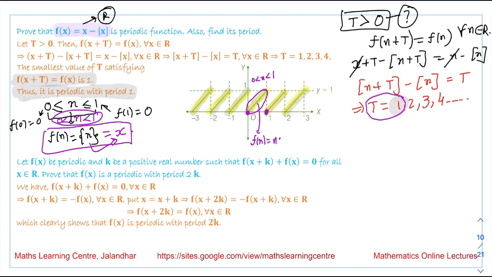Next is: let f(x) be periodic and k be a positive real number such that f(x + k) + f(x) is equal to 0 for all x belonging to R. We have to prove that f(x) is periodic with period 2k.